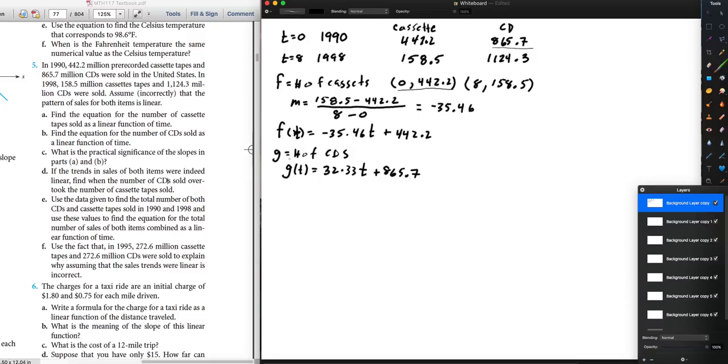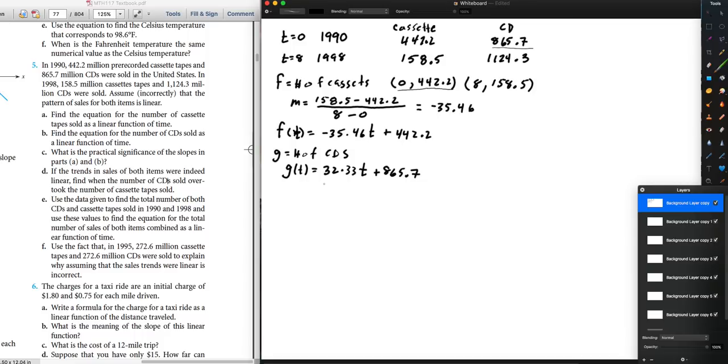Basically, what he's asking you there is, if the trend in the sales is indeed linear, find when the number of CDs sold overtook the number of cassette tapes sold. There are two ways to do this. One is to graph each of those equations on your calculator and find the point where the two lines intersect. I'll leave that to you, just because I don't have my calculator set up right now. But you could do it algebraically, and that's what I'm going to do here.